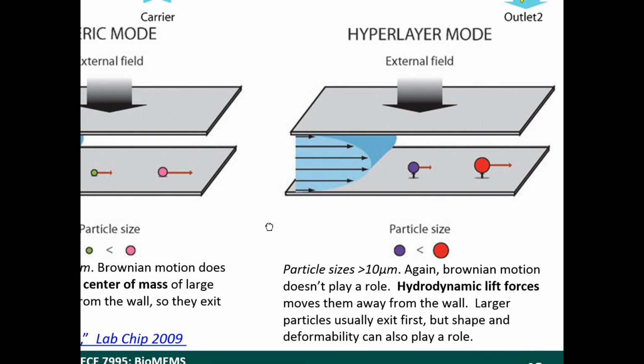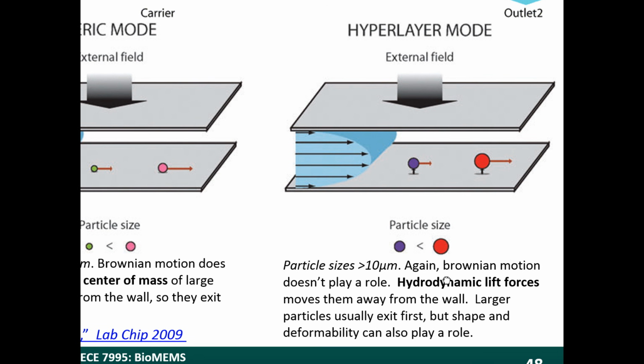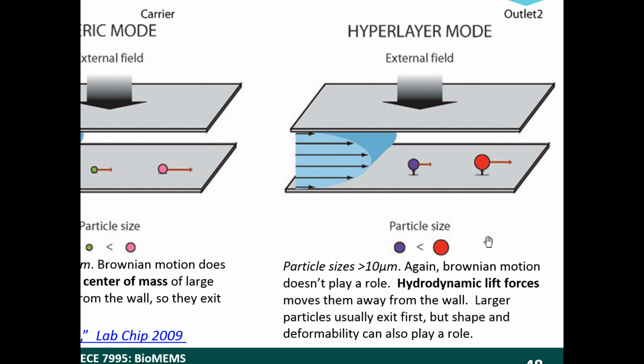Now, in this mode, the hyperlayer mode, as they call it, this is for particle sizes larger than 10 microns. When you have larger particle sizes, the hydrodynamic lift forces start to play a role. These inertial forces move them away from the wall. Larger particles usually exit first, but the shape and deformability can also play a role. So in this case, large particles are exiting the channel before the smaller particles are.